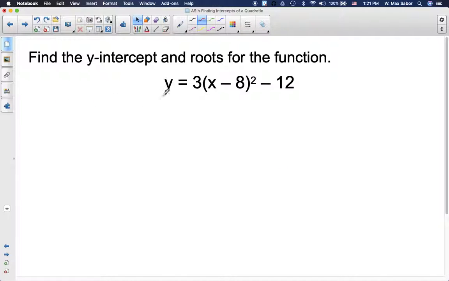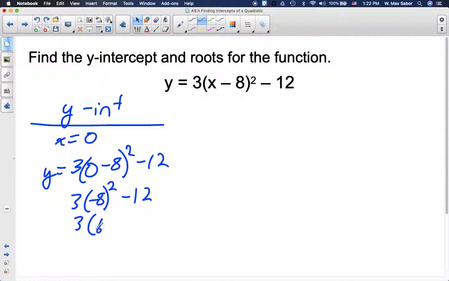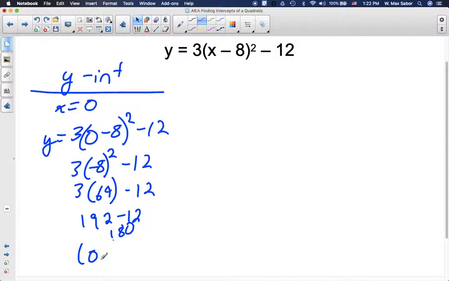The y-intercept is less obvious, so for the y-intercept we need to set x equal to 0. It's not just the negative 12, because it's not in standard form anymore. 0 minus 8 squared minus 12. 3 times negative 8 squared minus 12. 3 times 64 minus 12. 3 times 64 is 192, minus 12 is 180. So 0, 180 is the y-intercept.